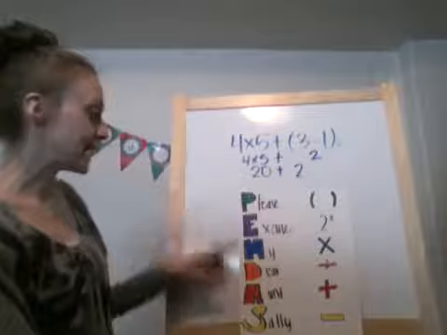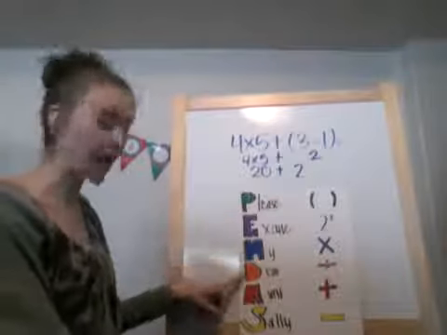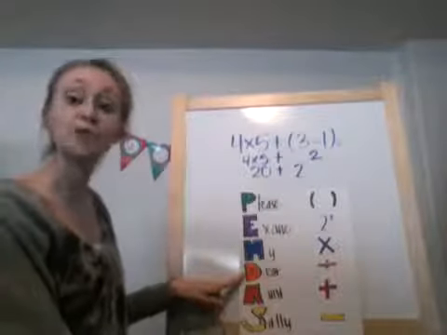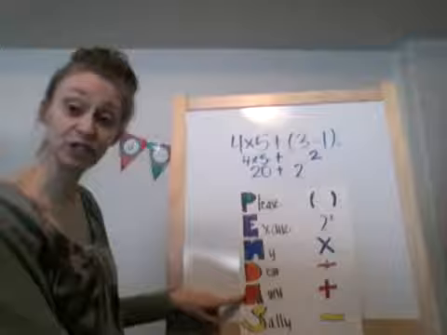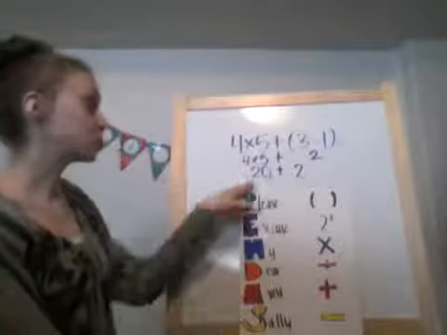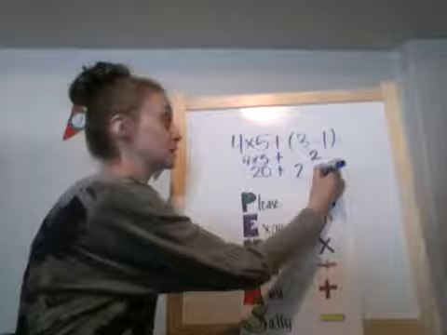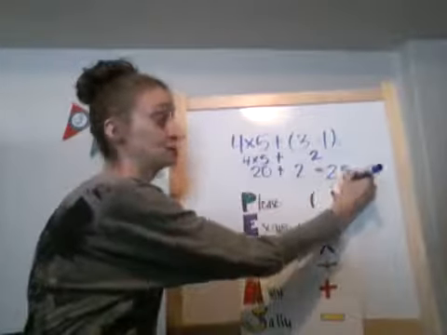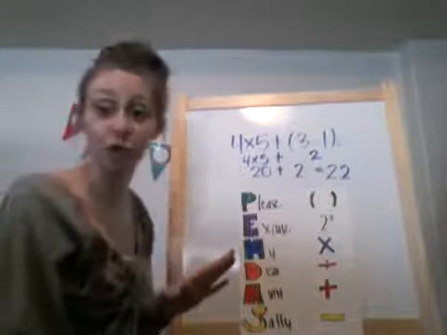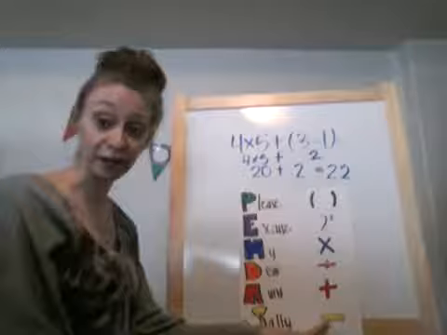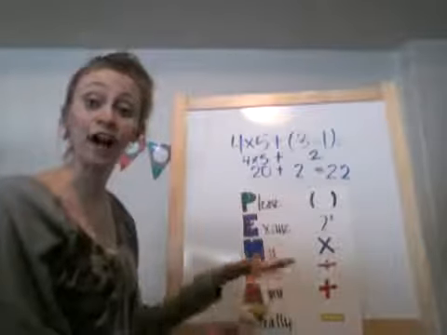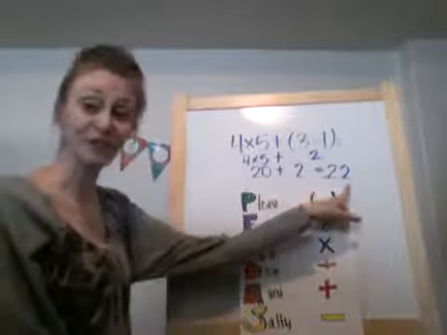All right, now we just finished our multiplication. Do we have any division? Nope, so we can skip that part. Do we have addition? Yeah, we do. Okay, 20 plus 2. I know that 20 plus 2 is 22. There's nothing else in our equation that needs to be done. There's no subtraction. So we know that our answer is 22.